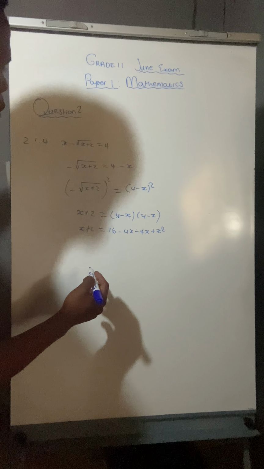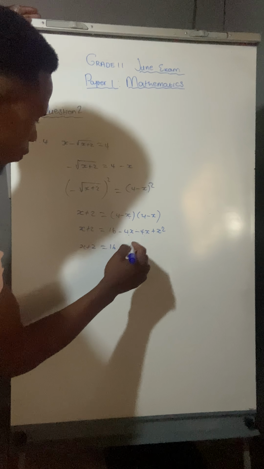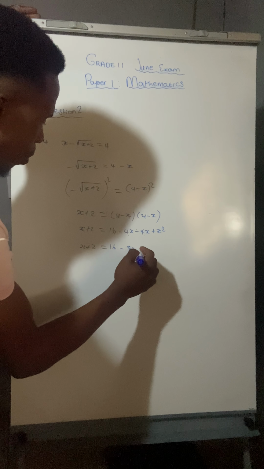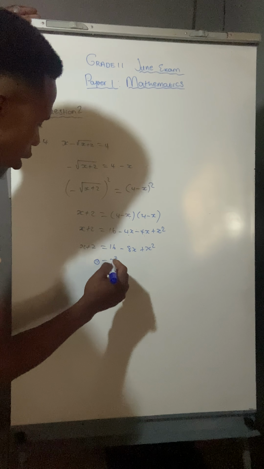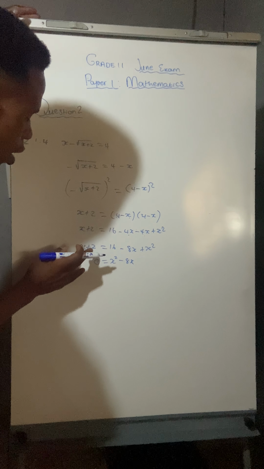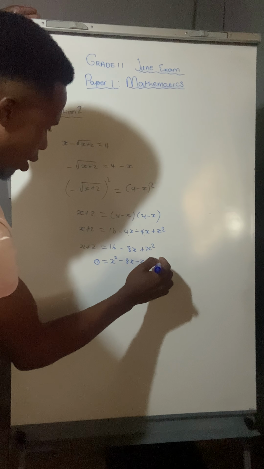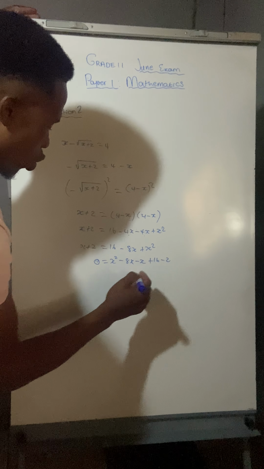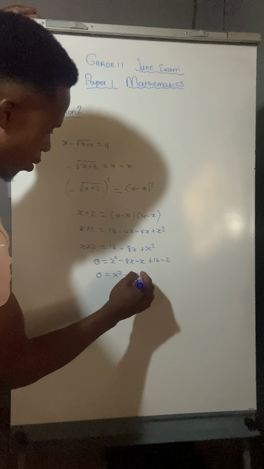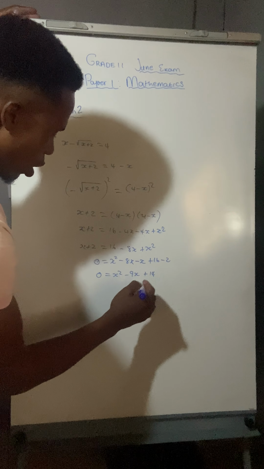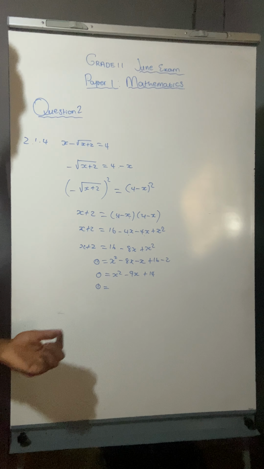Okay, from there what are you going to do? You simplify the like terms, which is negative 4x and negative 4x, it's negative 8x, plus x squared. Then we're going to have 0 equals x squared minus 8x, minus x, plus 16, then minus 2. So x squared minus 9x plus 14. Then we can do what? We can factorize this trinomial.